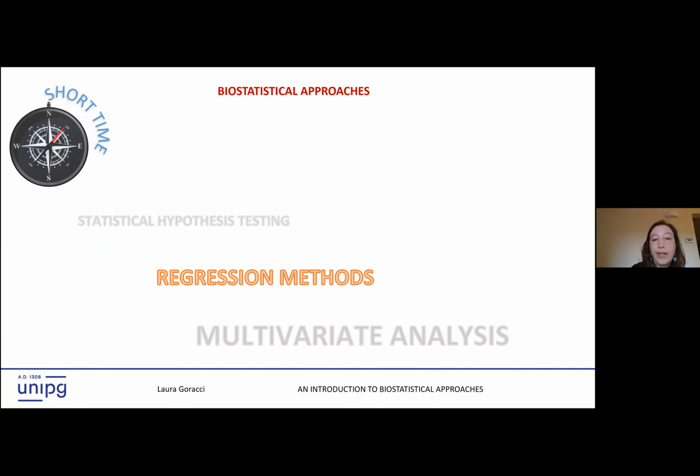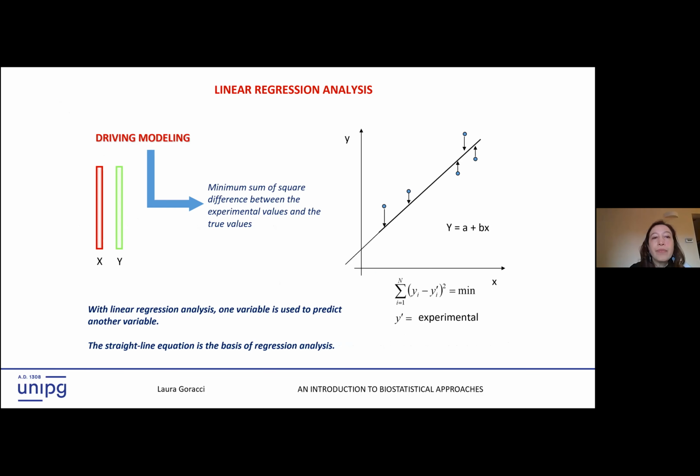Let's move now on regression methods. We are all very familiar with linear regression analysis. It is very simple to do. And just to remember, linear regression analysis allows you to see how one variable can be used to predict another variable. And so the straight line equation is the basis of this regression, okay? Which is the driving modeling? The driving modeling is the minimum sum of square difference between the experimental value and the true value.